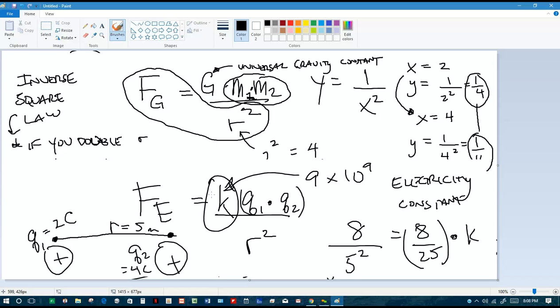Also, let me point out, one of your problems, number 10, is related to this. The gravity constant is 6.67 times 10 to the minus 11. That's a really tiny number. Look how big the electricity constant is. It's 9 billion. It's a huge value, and that alludes to the idea that electricity in our universe as a force is way, way, way stronger than the gravity force.